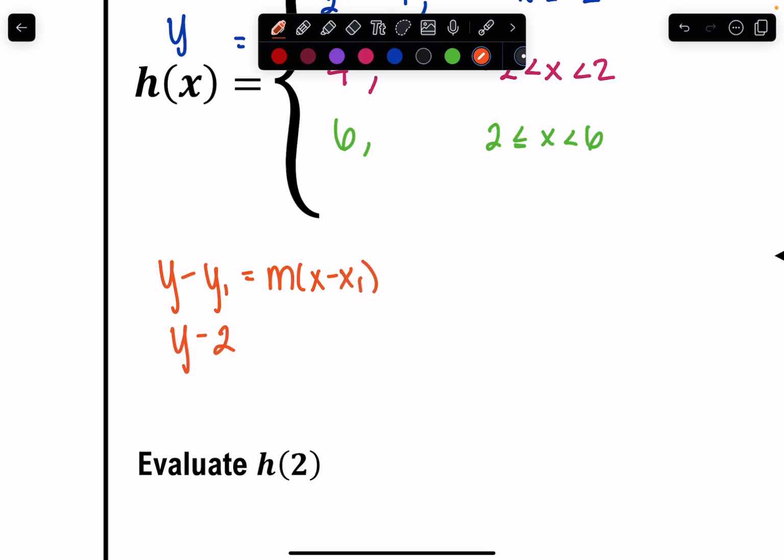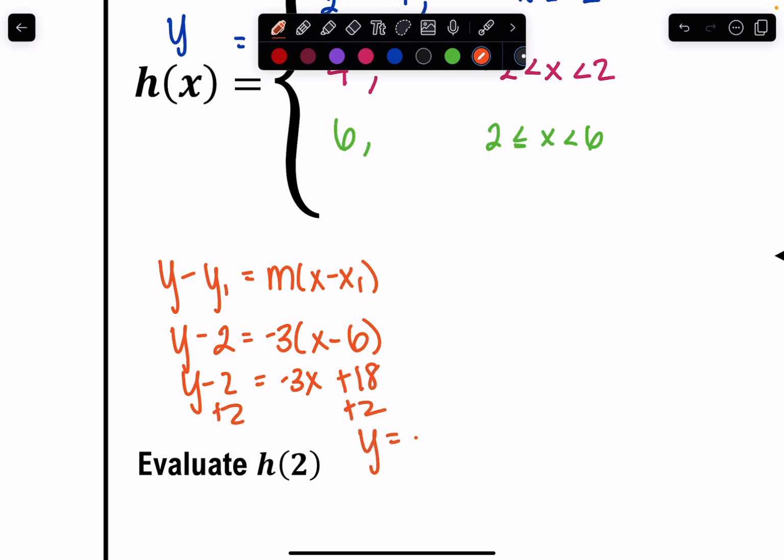So we have y minus 2. That's the ordered pair from that. Slope is negative 3 times x minus the x value from the ordered pair, which is 6. And then I can just quickly solve here. I'm going to go pretty fast since we've done a lot of stuff like this the past unit. So I get y equals negative 3x plus 20.